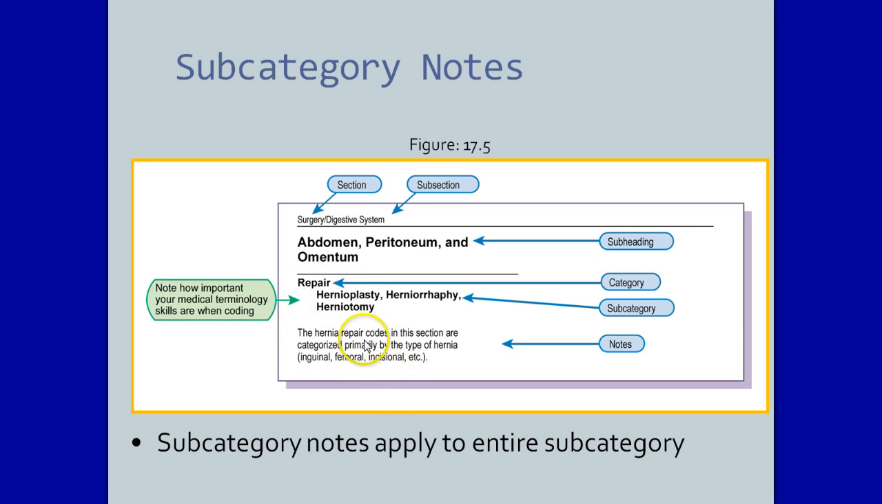So it's telling us here, when we start coding, if the provider says the patient had a femoral hernia and this and this happened and it was repaired, it doesn't even matter what type of hernia. When we go to code for that, any code that we choose underneath would be applicable for that specific type of hernia. And there you have it. That's why notes are very important.